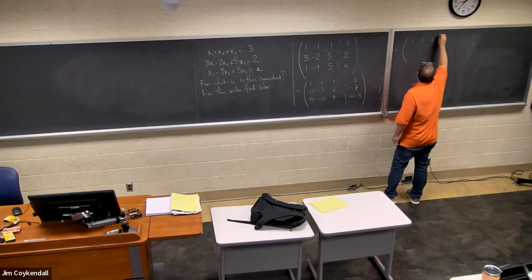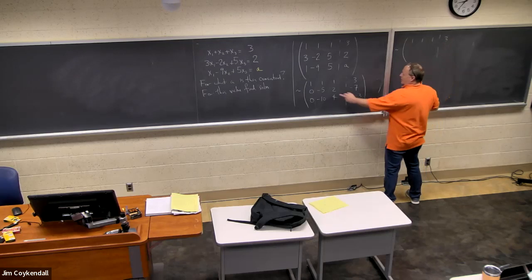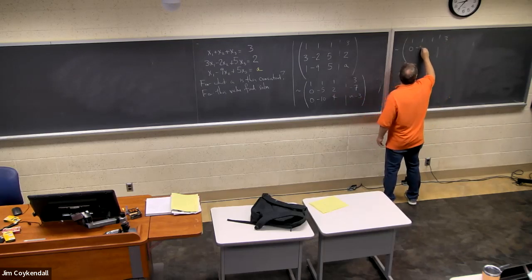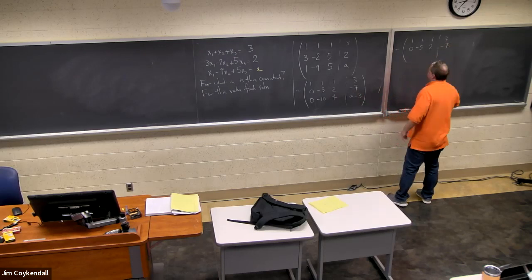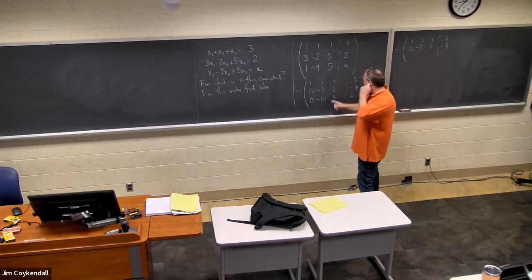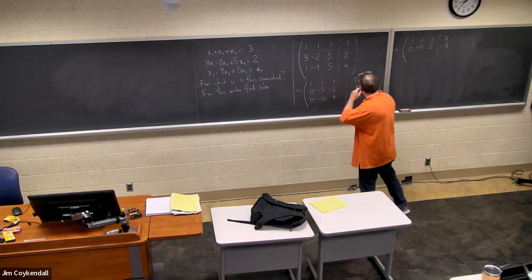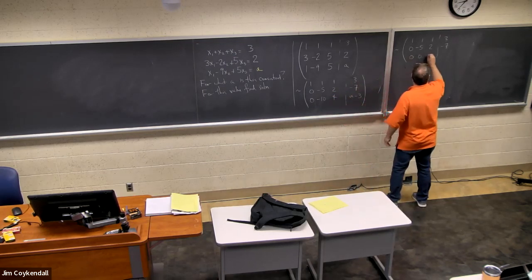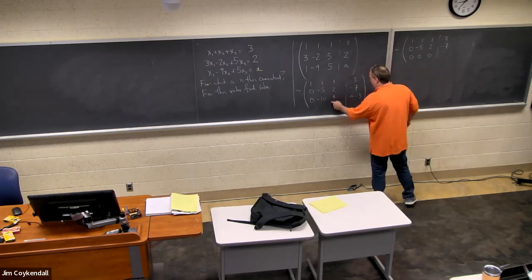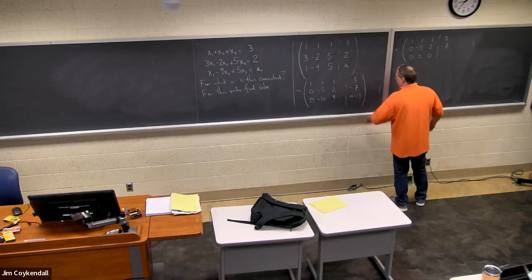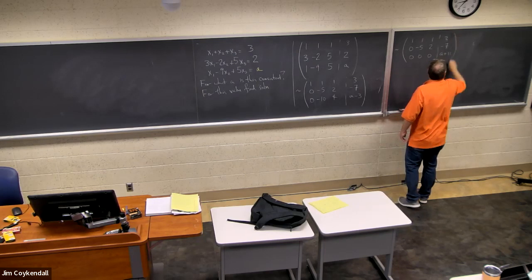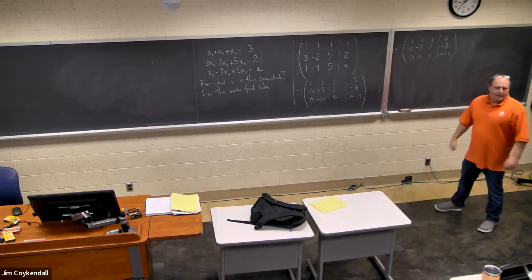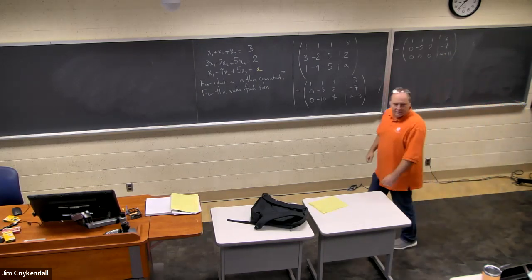So let's see what happens here. 1, 1, 1, 3; 0, -5, 2, -7. And we'll see, what do I need to do to take this out? I've got to multiply by -2 and add. So it's going to be 0, 0, 14 minus 3, A plus 11. Everybody okay so far?